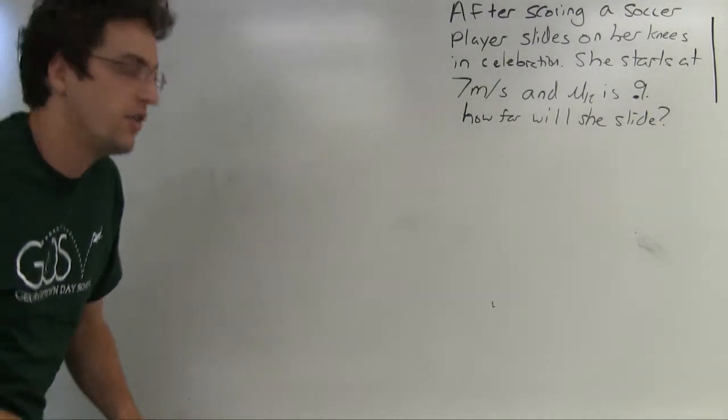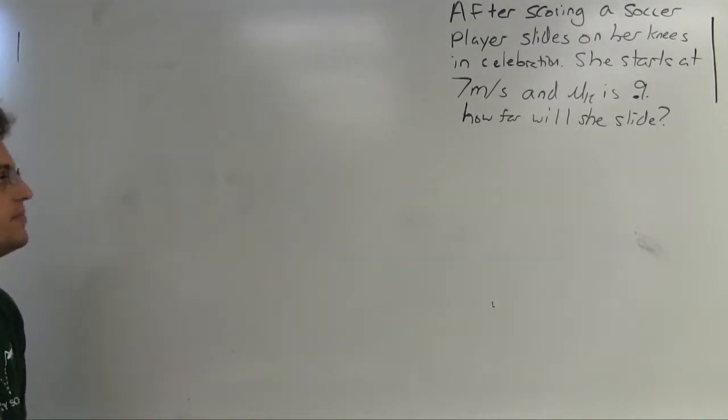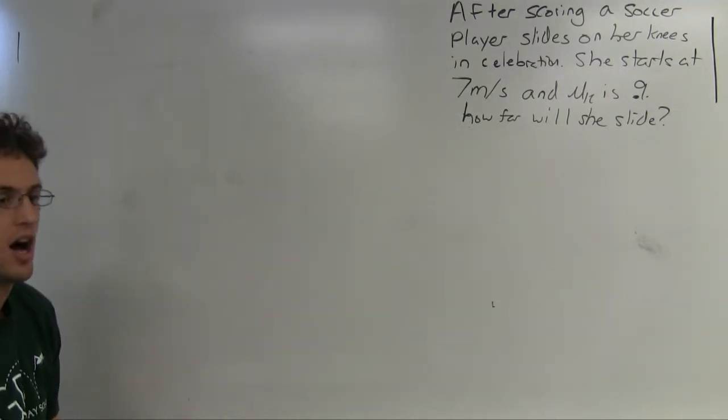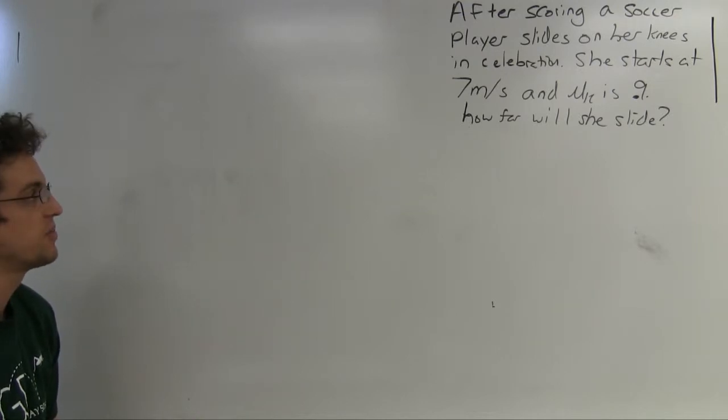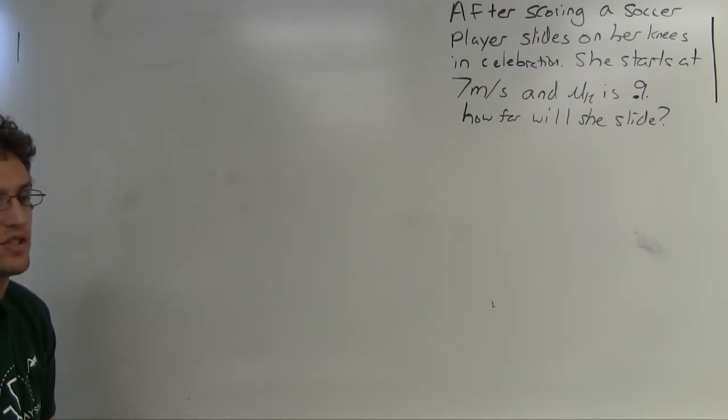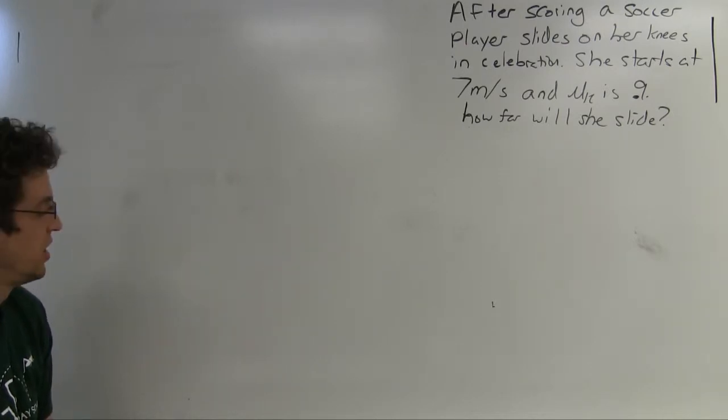Alright, here we have a pretty standard flat friction problem. We've got a soccer player celebrating after a goal, doing the whole double knee slide that soccer players love to do. She's starting at 7 meters per second, and mu k is 0.9 between her and the field. The question is, how far will she slide before coming to a halt?